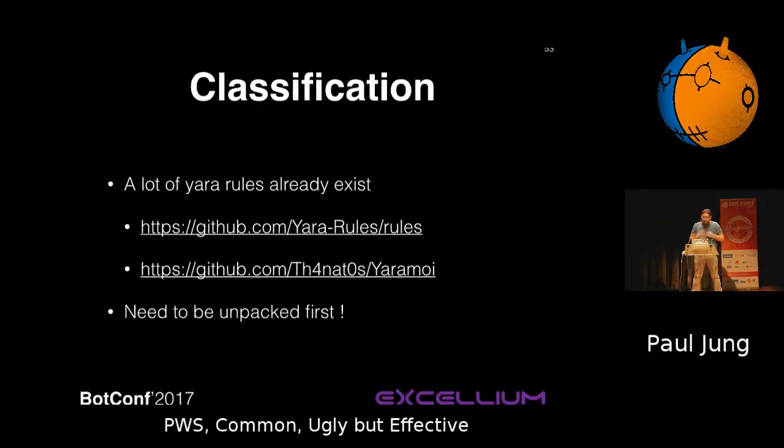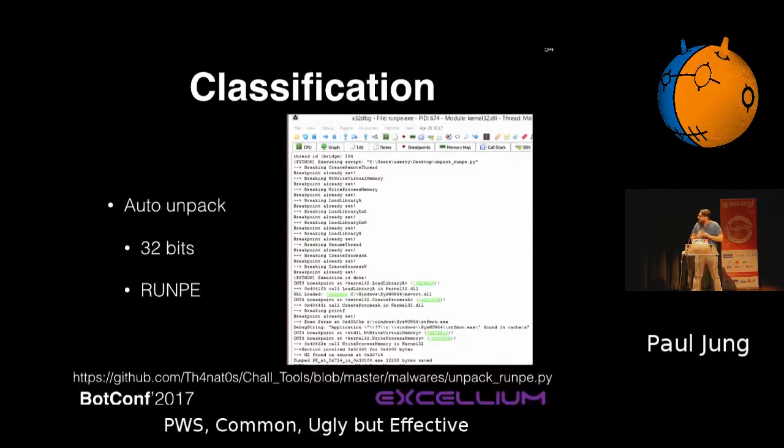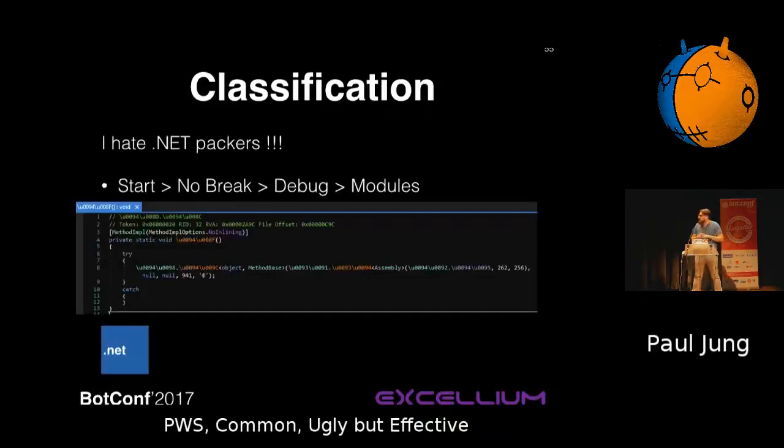But how to know what it is? So I run a Python script. It's in Python 2, sorry, because it needs to be like that in x32dbg. So this one is running fast and good enough to unpack runPE packers. But more and more, you see only .NET packers. And .NET packers, well, I don't like them.